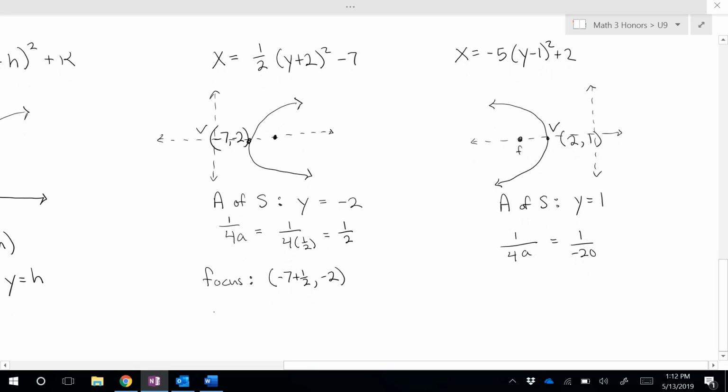And then the directrix would be x equals or y equals? X equals, because it's a vertical line. And what would it equal? Negative 7 minus 1/2, because we're starting at negative 7. Negative 7 is where the vertex is. I'm going back 1/2, so I need to subtract 1/2 for that x value.